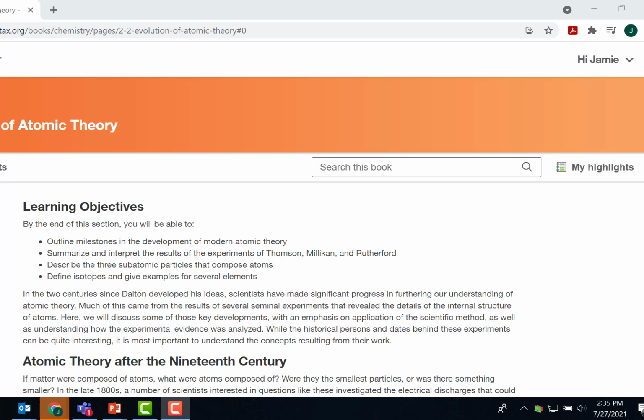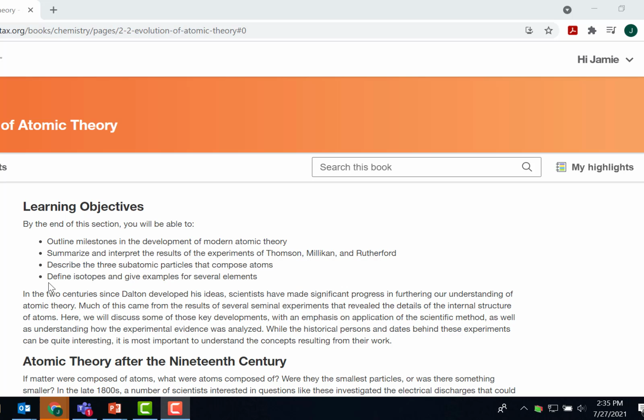So let's start with the learning objectives. Number one, outline milestones in the development of modern atomic theory. Two, summarize and interpret the results of the experiments of Thomson, Millikan, and Rutherford. Three, describe three subatomic particles that compose atoms. And four, define isotopes and give examples for several elements.